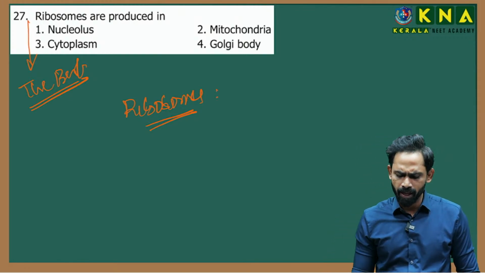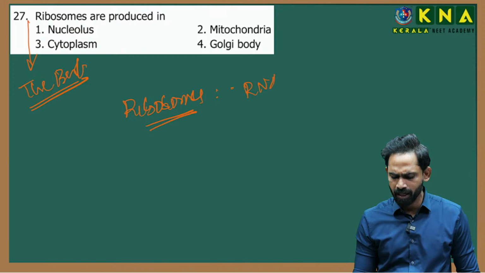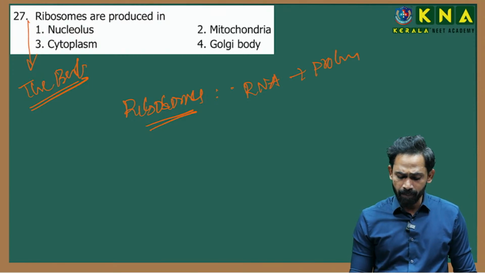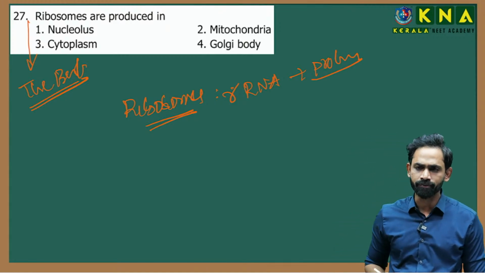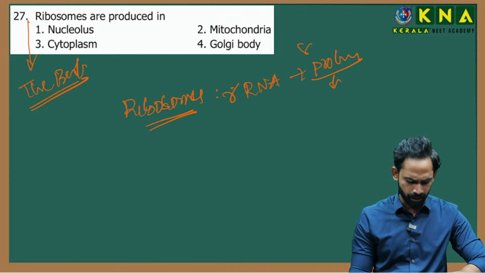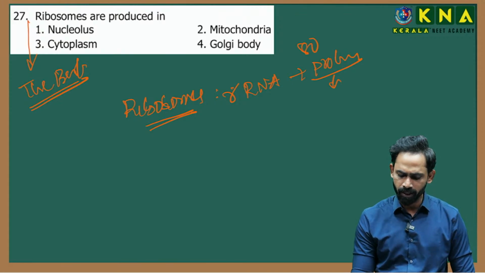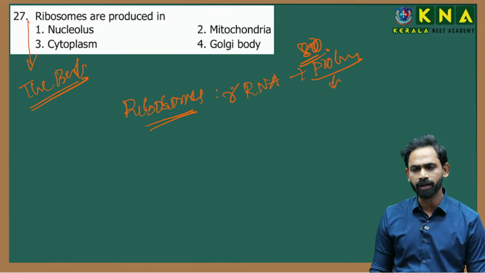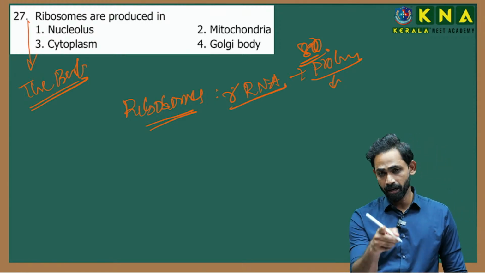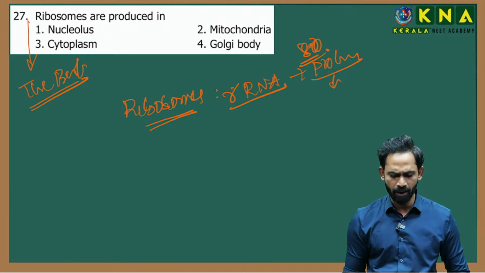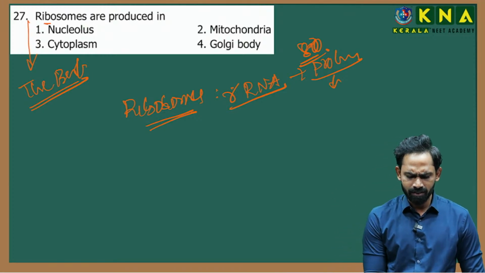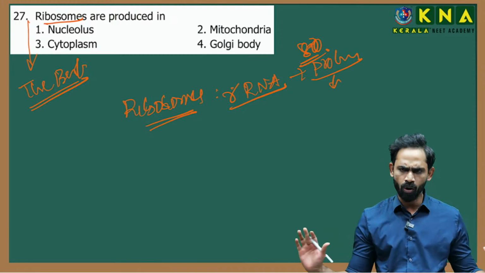Ribosome is a non-membranous organelle consisting of RNA plus proteins. Do you remember this? The RNAs present in ribosomes are rRNAs, along with different types of proteins. There are about 80 different types of proteins, and different rRNAs too, from molecular biology. Now you can understand, this is a slightly misleading question.